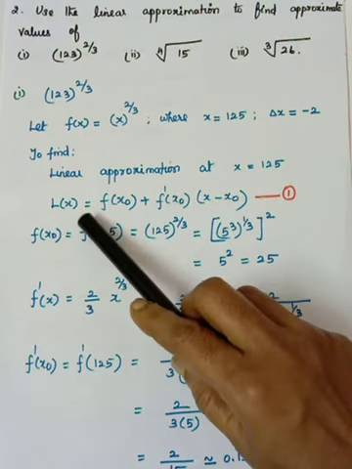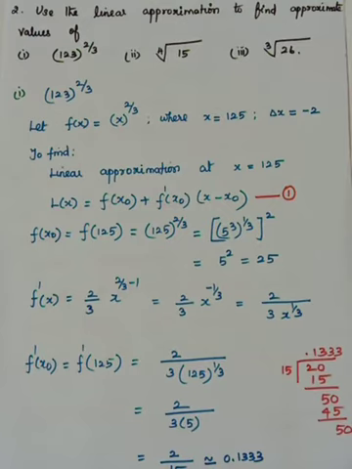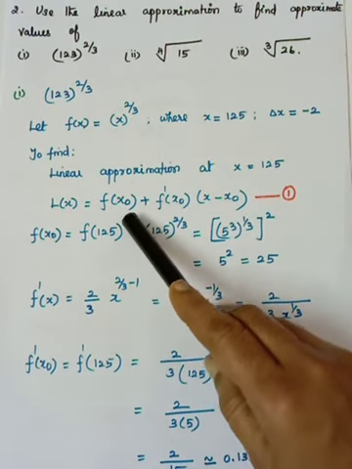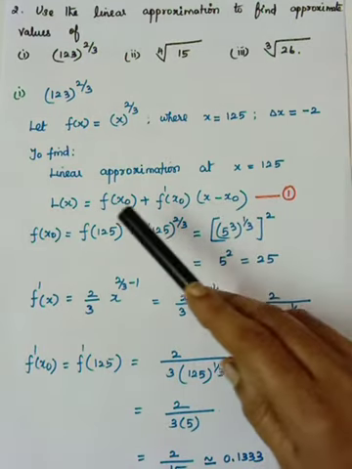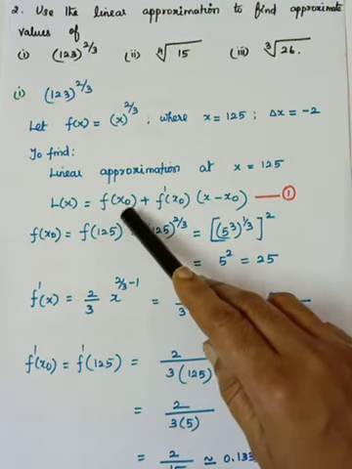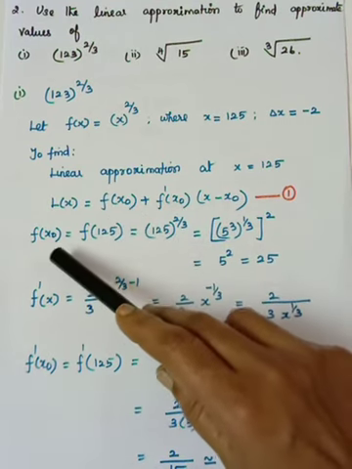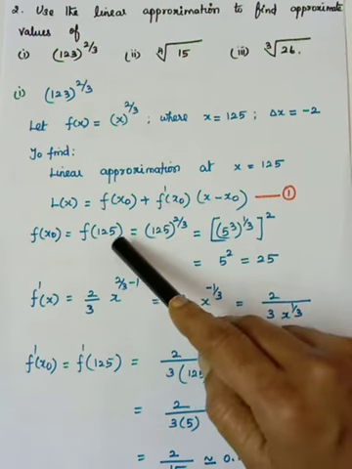Here the formula is written. L of x means linear approximation of the function at x naught. So it is equal to f of x naught plus f dash of x naught into x minus x naught. So you have to find f of x naught and f dash of x naught. So f of x naught. What is your x naught? 125 now. So f of 125.